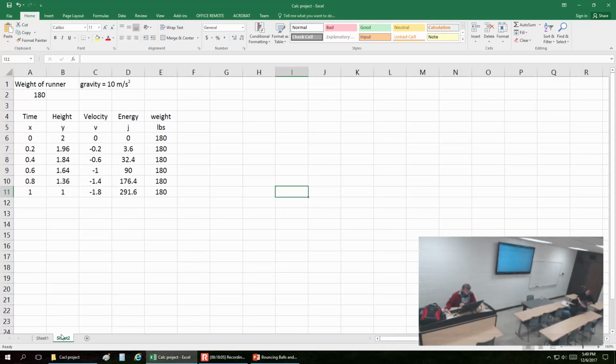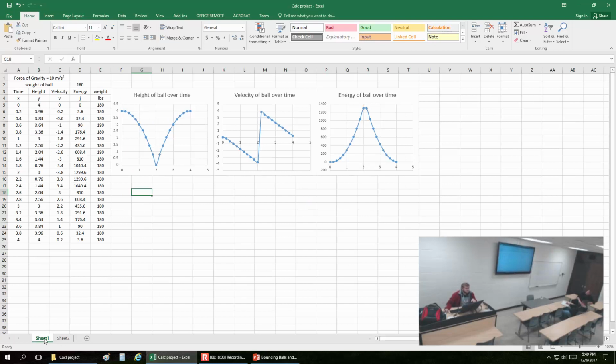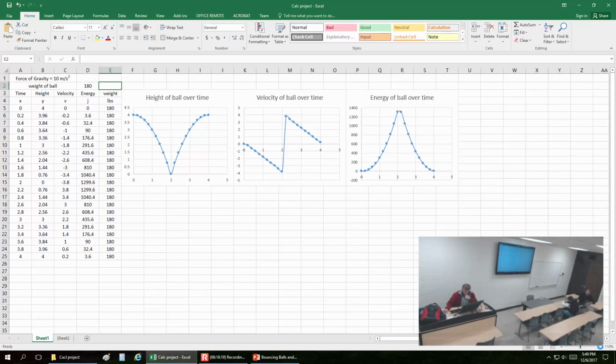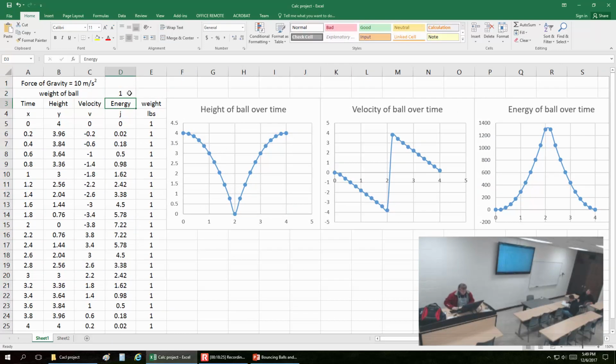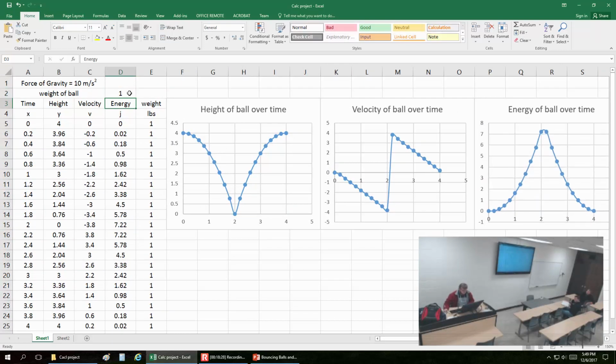It doesn't seem that... I changed the weight of the ball to 180 pounds. In the second table? In this table, I changed the weight of the ball. Okay, so realistically, how much does the ball weigh? I mean, 5 pounds maybe? So as you can see, the energy is very low.